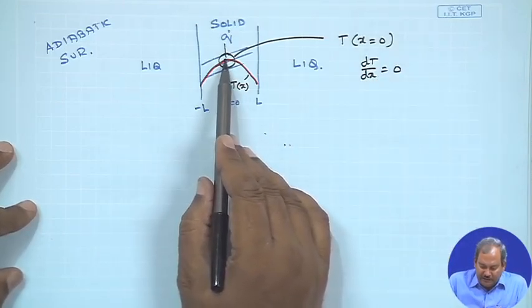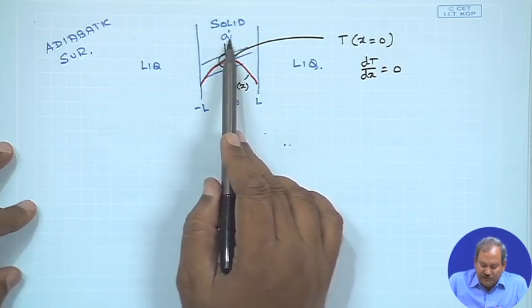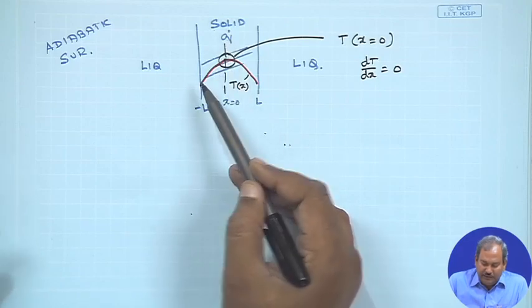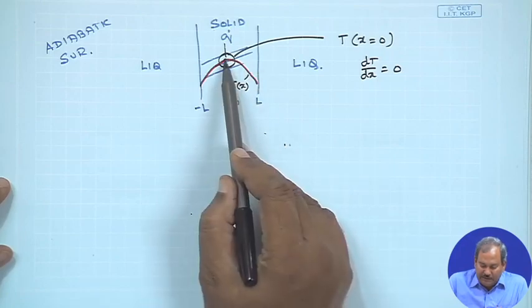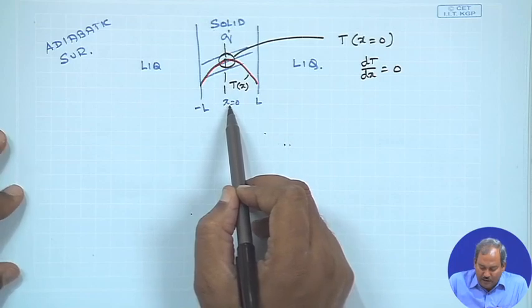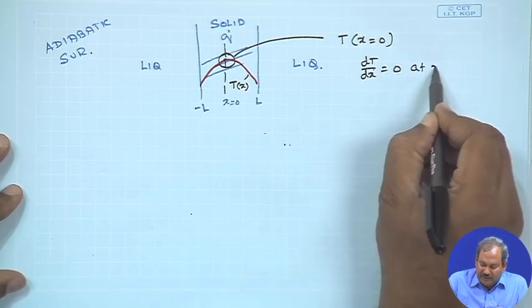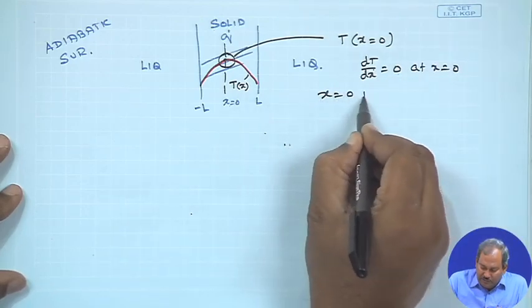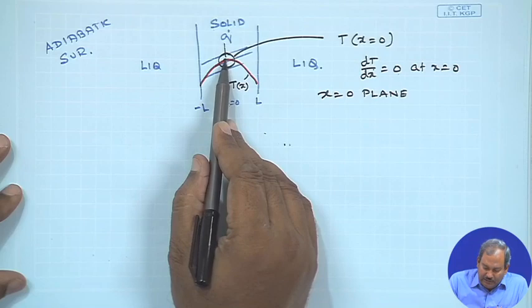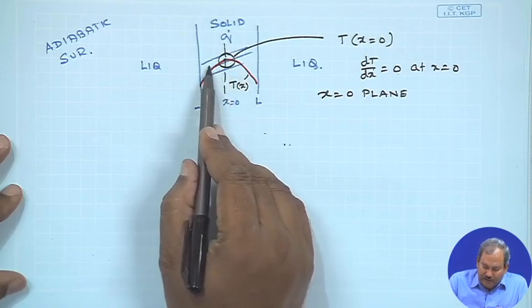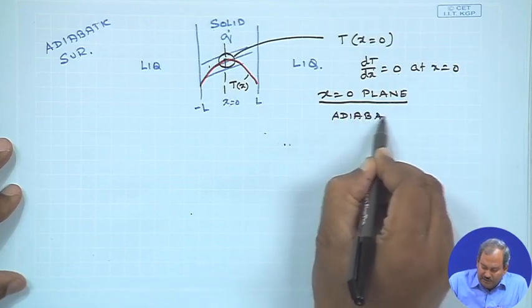The nature of the curve tells you that for this special case, when you have a solid and some amount of heat is generated uniformly, the profile, which we would see later on, would be like an inverted parabola. Then the apex of the parabola, which is located at x equals 0, will have a slope equal to 0 at x equals 0. So, at the x equals 0 plane, no heat crosses from the left to the right or from the right to the left. So, the x equals 0 plane is known as the adiabatic plane.